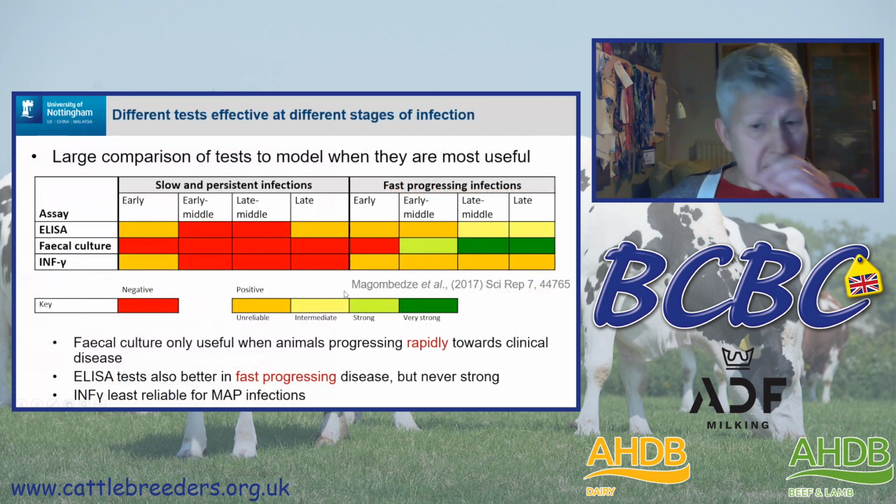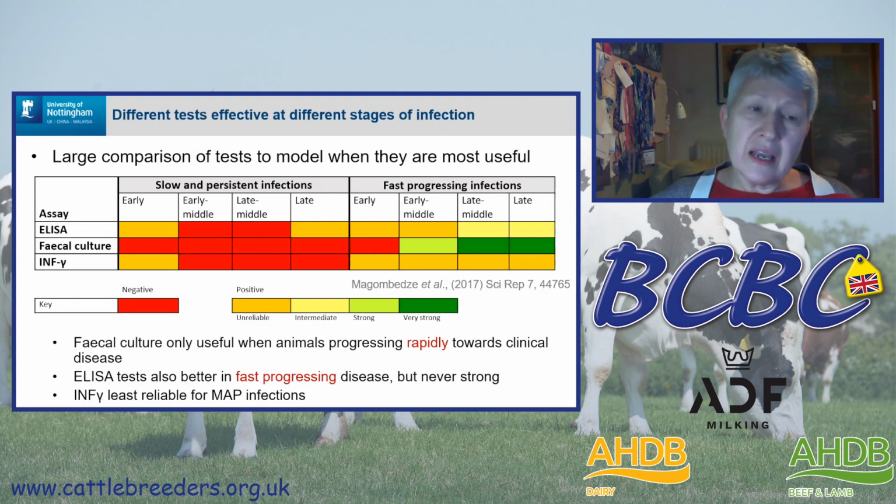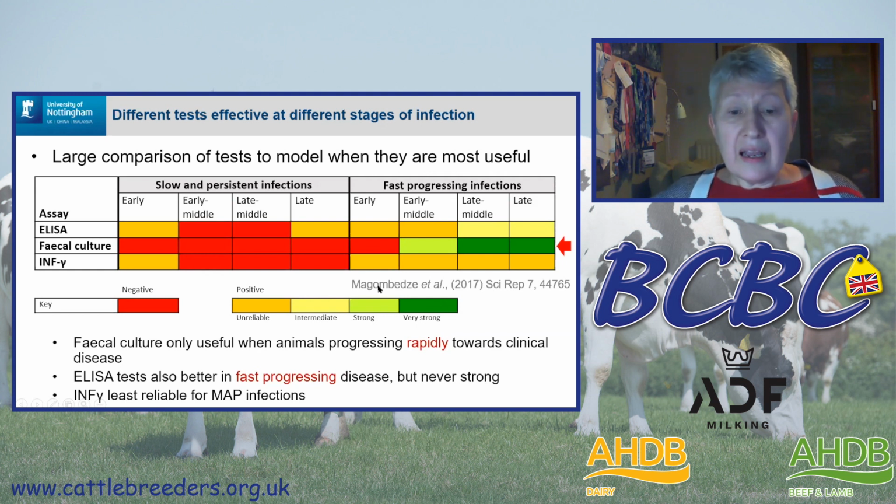So again, this paper that Julie Stable has put together reviews all of our knowledge about these tests, now incorporating the two patterns of disease, the fast progressing infections and the slow persistent infections. And it's quite interesting that if we look at the feces line here, you can see that these have been color coded on this scale. So anything red, the test isn't working. Anything green, it's working well. Anything orange or yellow is unreliable or an intermediate result.